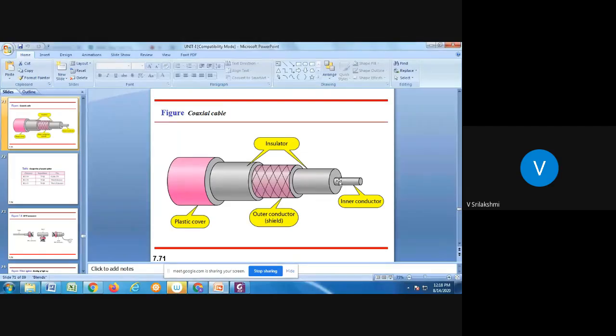Now, what is the role of this inner conductor? As I told you, the copper wire. What is the role of this copper wire in twisted pair or coaxial cable? Carry current. To carry the data between sender and receiver. That is, what type of data is it going to carry?